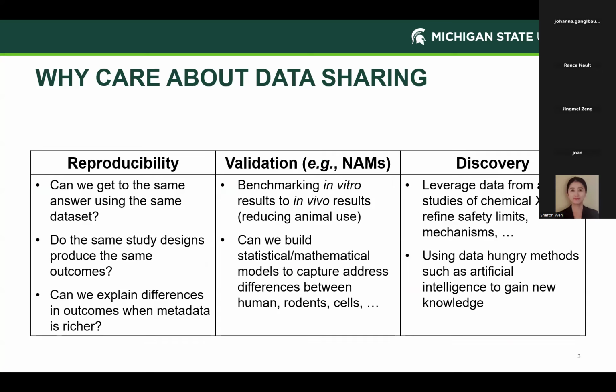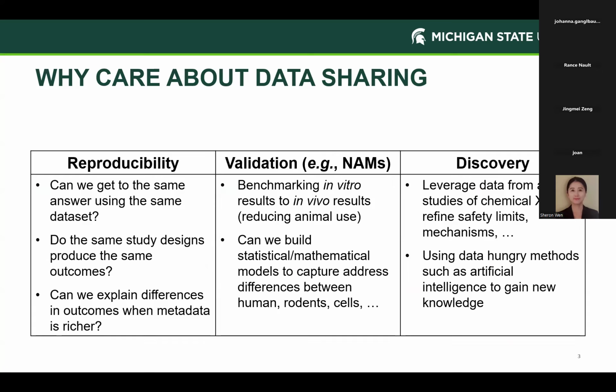A few other reasons to care about data sharing. One is reproducibility. For a long time, we've been talking about this reproducibility crisis in science. A lot of the time, we just don't have the data to be able to reproduce it. We don't know some of the variables that were part of that. So can we get to the same answer using the same data sets?